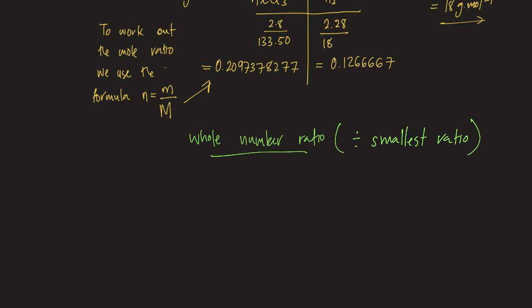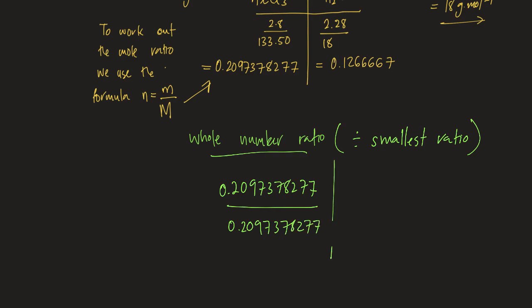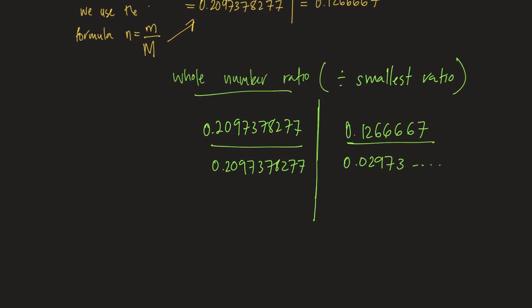So if I look here at my smallest ratio, it's the aluminium one. So I'm going to go 0.209737877 divided by 0.20973787277. Then I'm going to take 0.126666667 divided by 0.02973 and so on. From there, put that into your calculator. You're going to get 1:6.